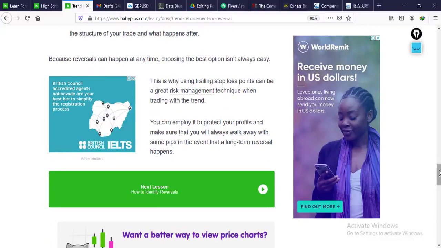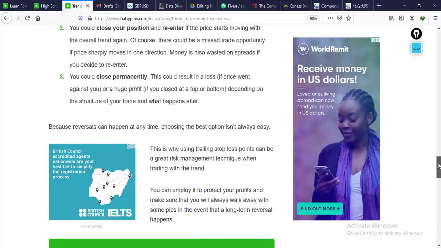This is why using trailing stop loss points can be a great risk management technique when trading with a trend. You can employ it to protect your profit and make sure that you always walk away with some pips in the event that a long-term reversal happens. I hope you understand this.